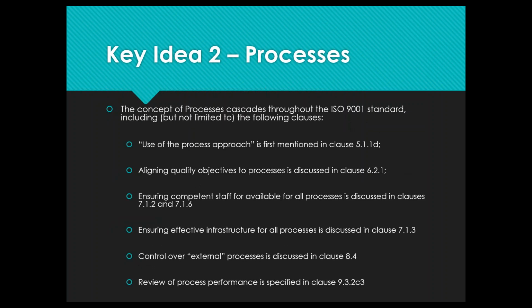And processes as a concept, this cascades throughout the standard. There's a lot of places where this appears. It talks about using the process approach in section 5 under leadership. Aligning your quality objectives to processes, that appears in section 6.2.1. Making sure that staff are competent for their processes in section 7. Making sure that you have the infrastructure for your processes, also section 7. External processes is discussed in section 8, and reviewing process performance is discussed in section 9.3.2.